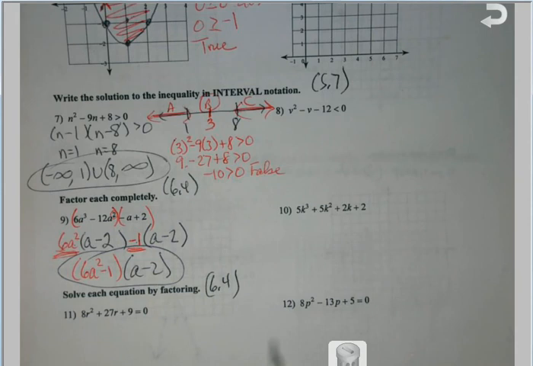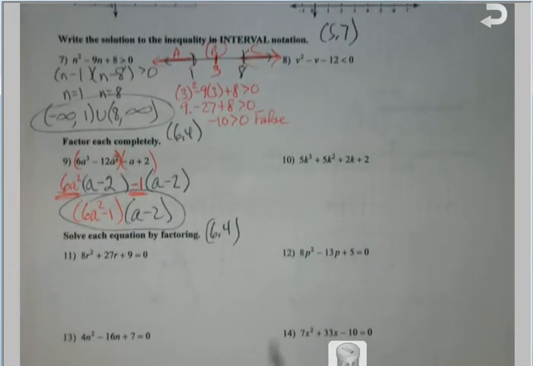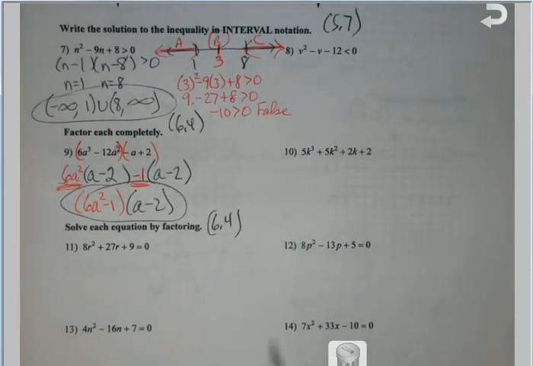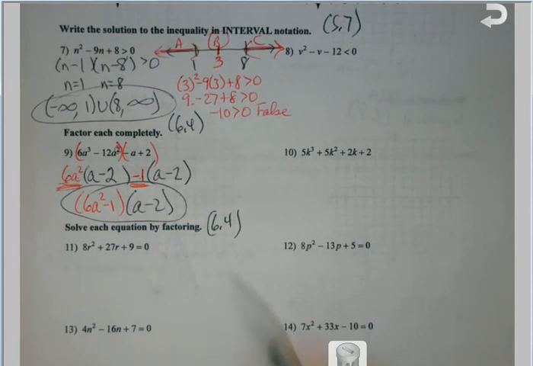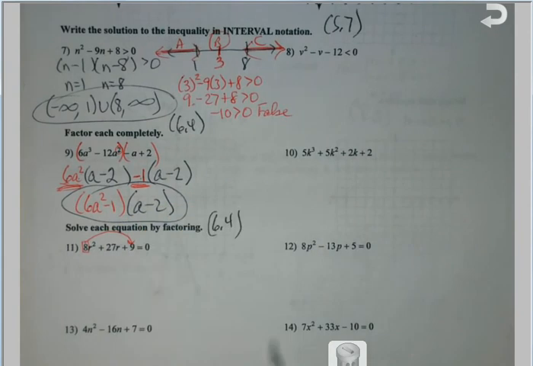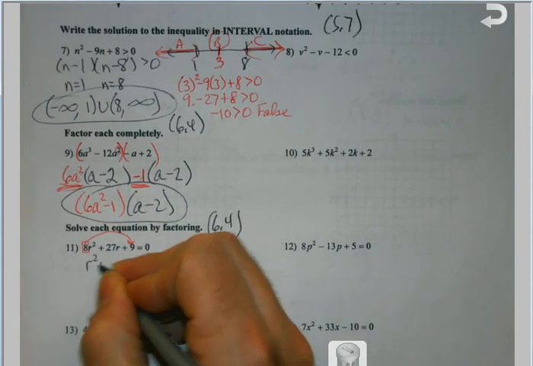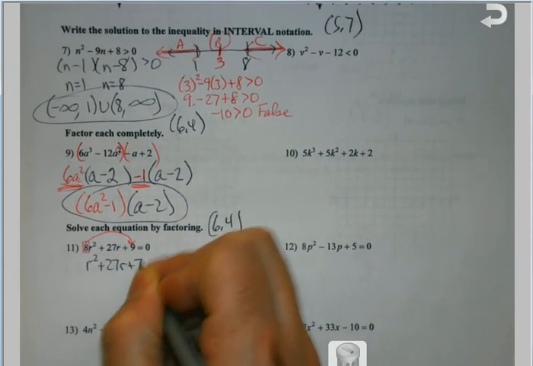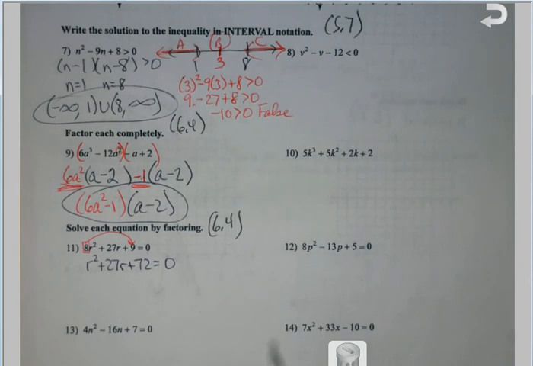Now one last one. Even though we did factoring on the last one, we'll do a little more again. Solve by factoring equals 0. I got to get the answer. So I'm like, all right, let's do some slide and divide. So I get that set.